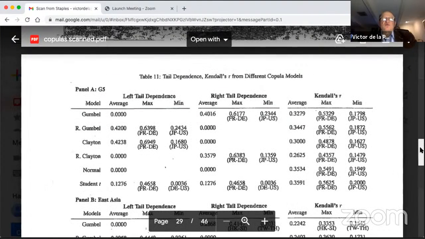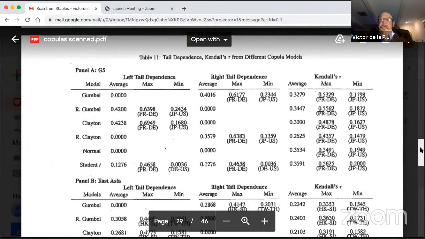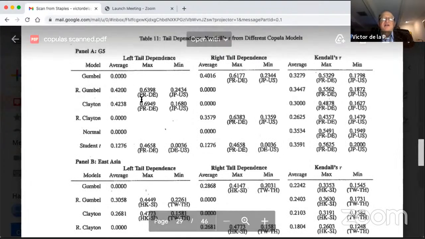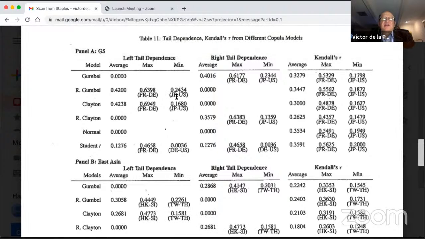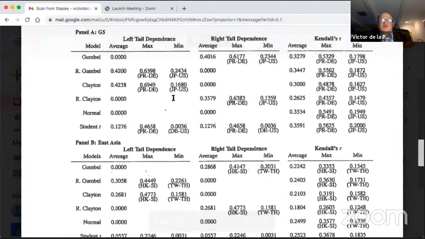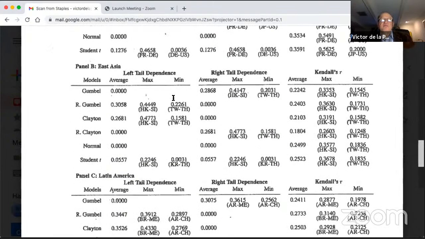These are the data: the French mark, Japan, this is France and Japan and US. This is the left tail dependence and right tail dependence, which tells us how the dependence looks when there are extremes.